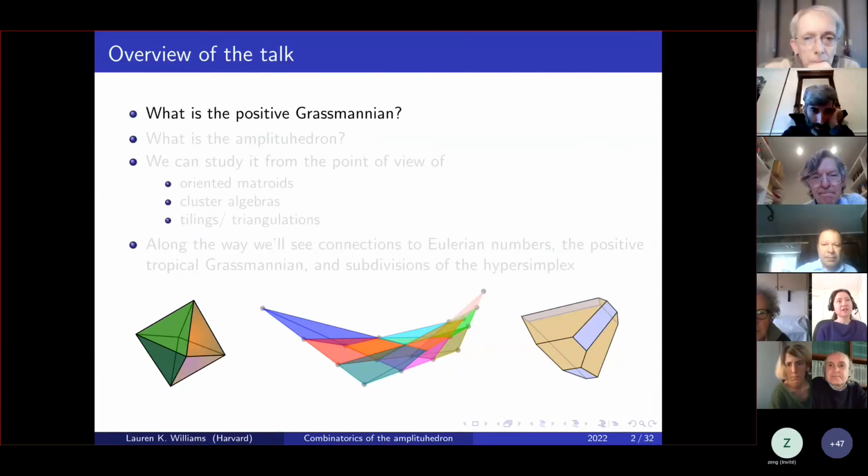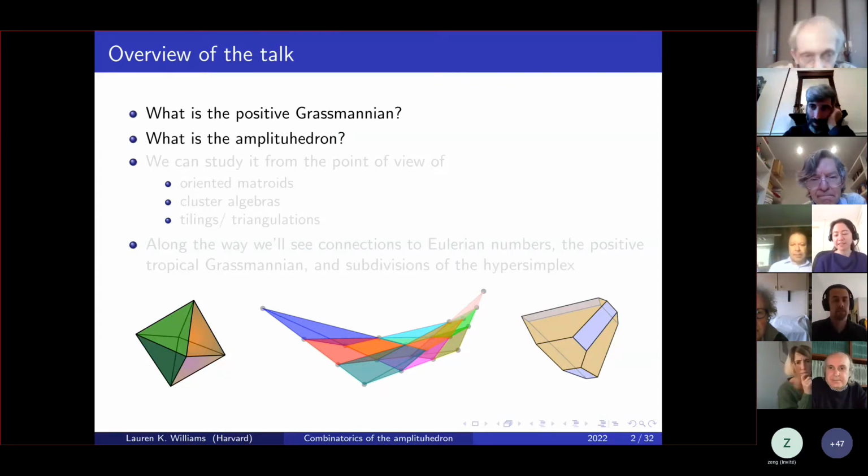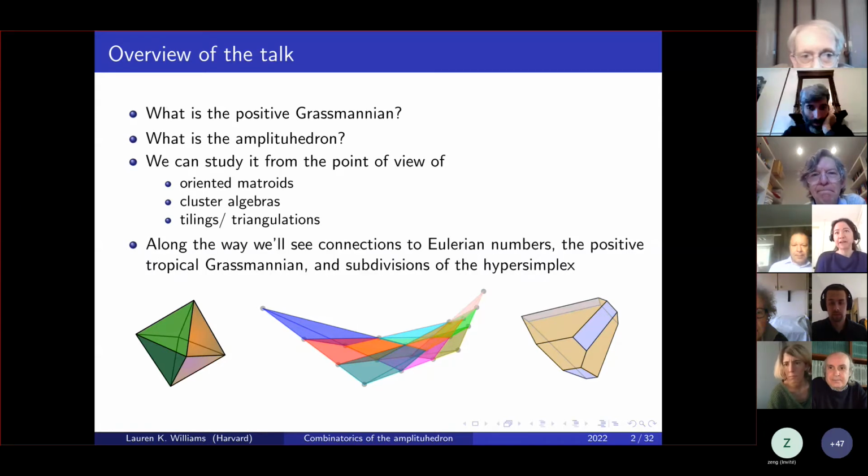And let me first start by giving an overview of the talk. I'll start by telling you about what the positive Grassmannian is and what the amplituhedron is. And then I'm going to divide the talk into 3 parts, explaining how we can study the amplituhedron from the point of view of oriented matroids and cluster algebras, as well as tilings and triangulations. And along the way, we'll see connections to various nice objects in combinatorics, including Eulerian numbers, the positive tropical Grassmannian, and subdivisions of the hypersimplex.